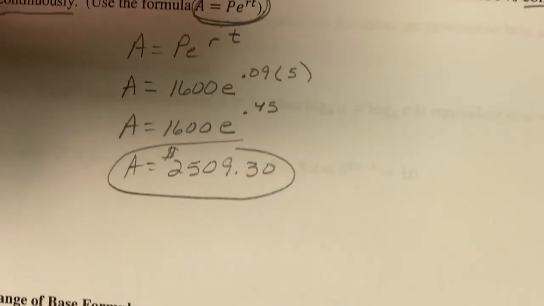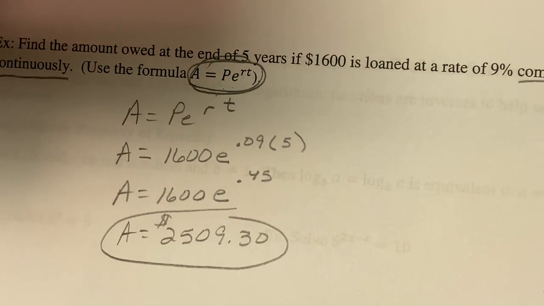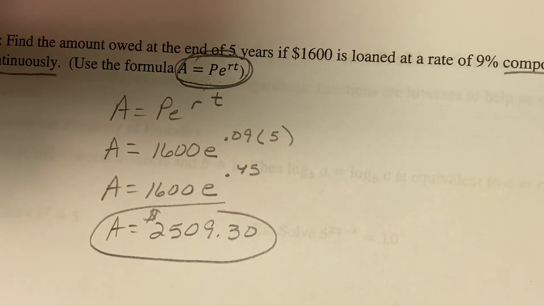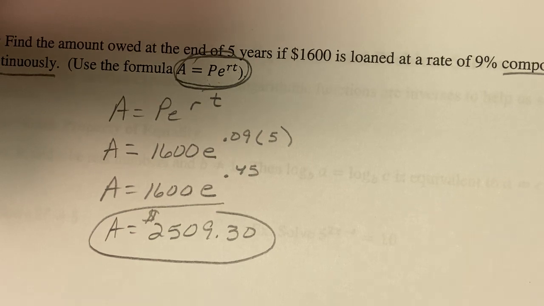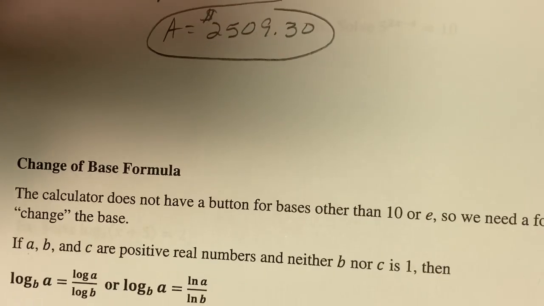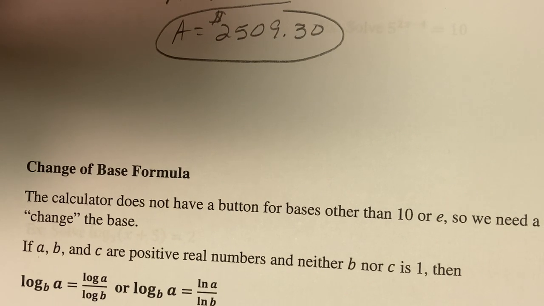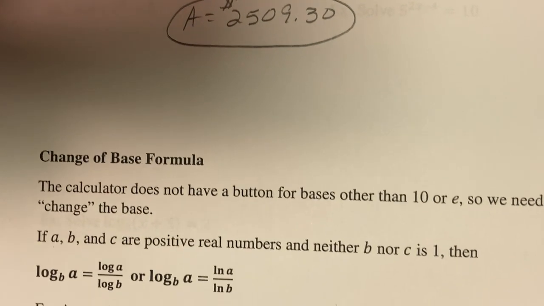So you borrowed $1,600. 9% is quite a lot. At 9% after 5 years, you'd actually owe $2,509 and some change. That's a lot if it's compounded continuously. All right, so know that formula, highlight it, do anything you need to do.